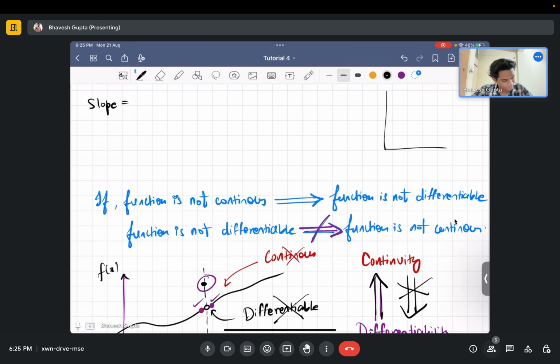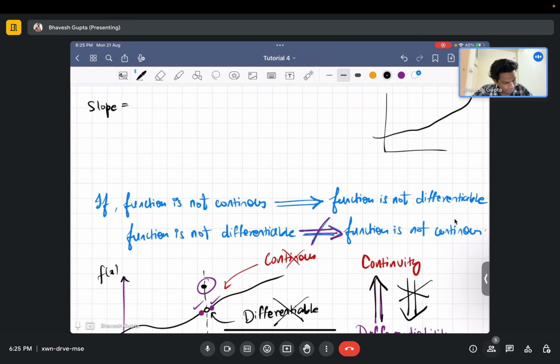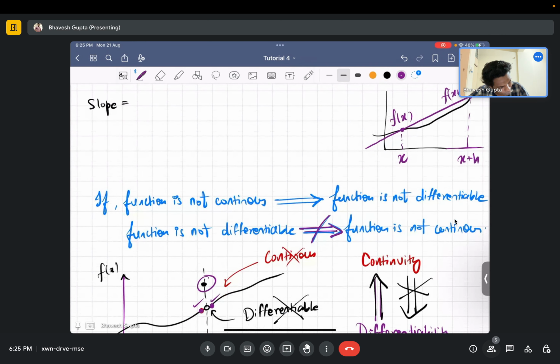Let's say I have something called 2 points, right? And this is your x, and let's say this is your x plus h. Correspondingly you have values of the function here, and the way we define slope at x equals a, for example, let's say this is a, just to be more precise.